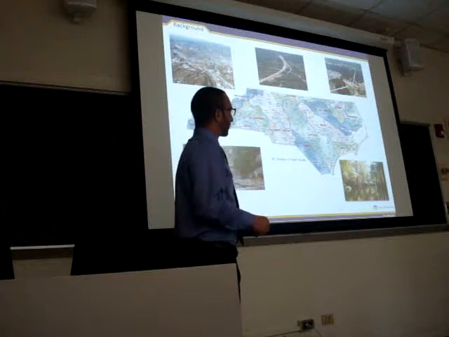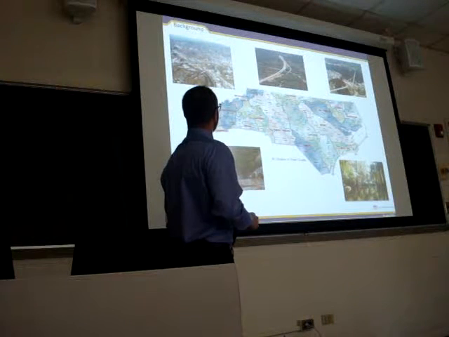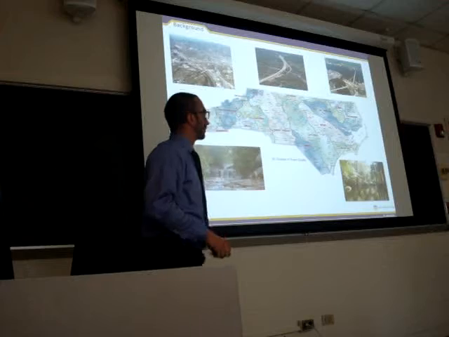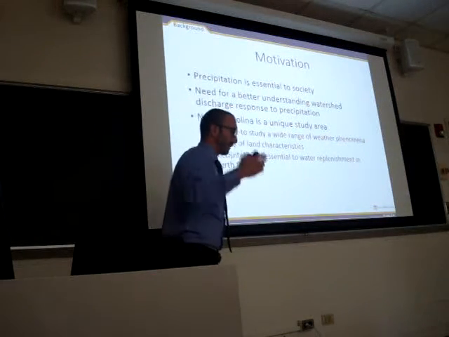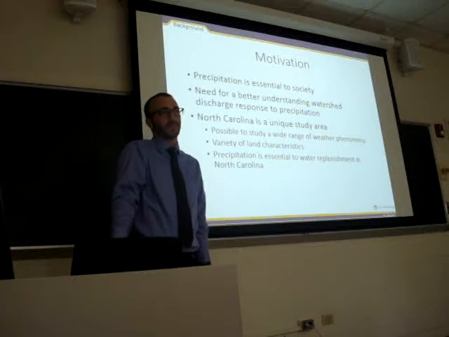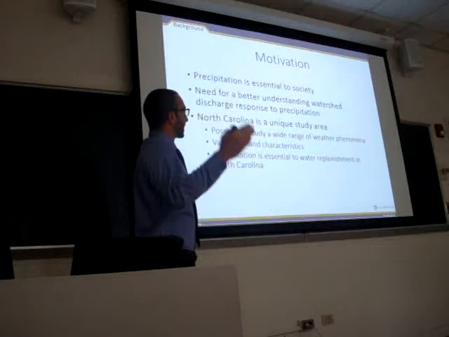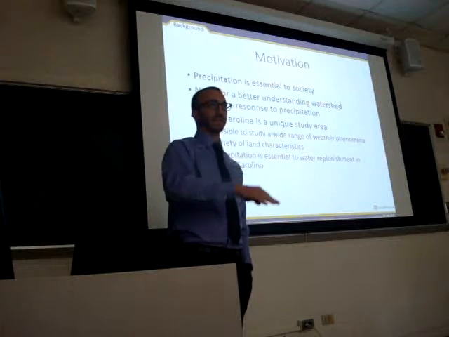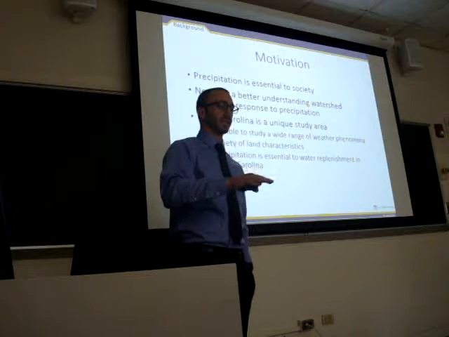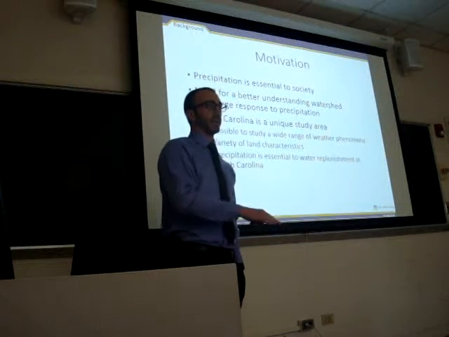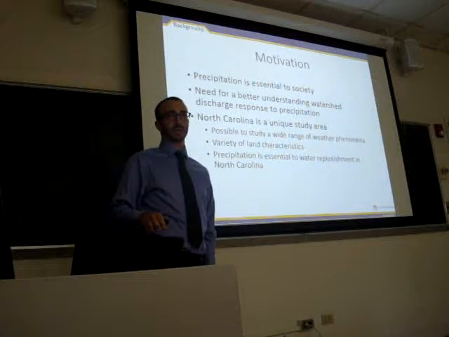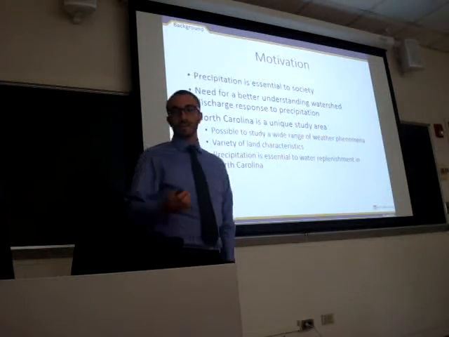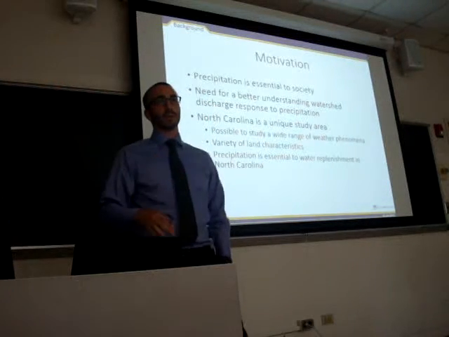These are examples of what the different areas of North Carolina look like. We have our mountainous regions here, and then we progress to flatter terrains, and then more open water terrains and sandier soils. The motivation behind the study is, foremost, we need water to live, so it's essential to society. Second, we need a better understanding of watershed discharge response to precipitation. We know a good bit about watershed characteristics and how they affect discharge, but not so much about how different seasonal precipitation regimes affect watersheds, and more so how those affect different watersheds across a single state. Our state that we're focusing on is North Carolina. It's a unique study region because it has a variety of weather phenomena that impact it, from tropical cyclones to blizzards.